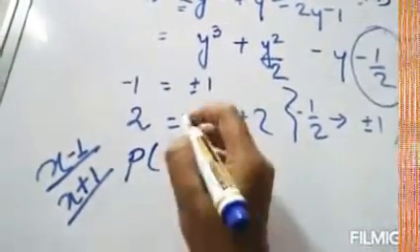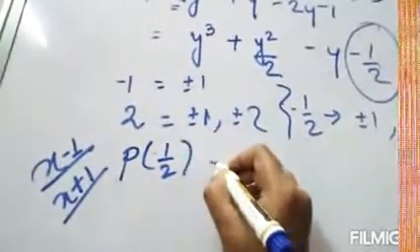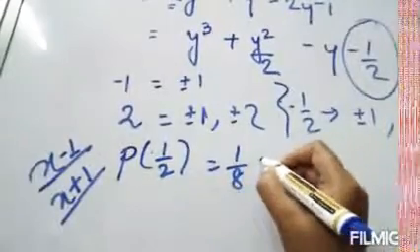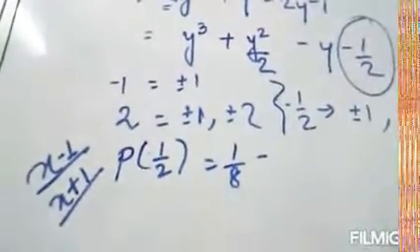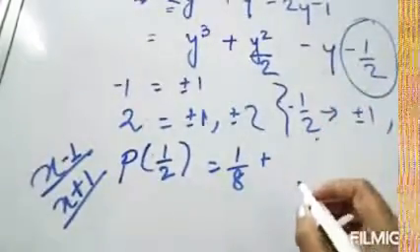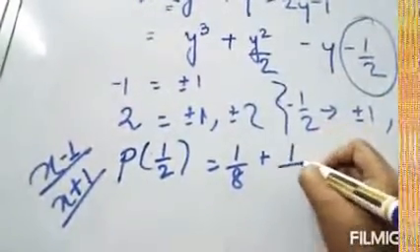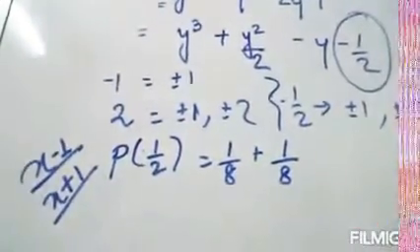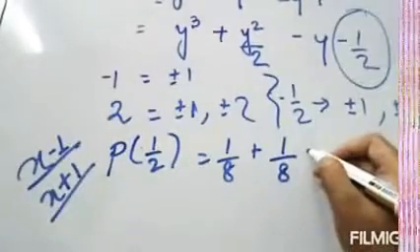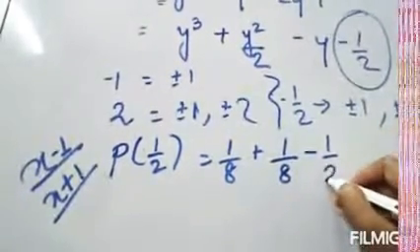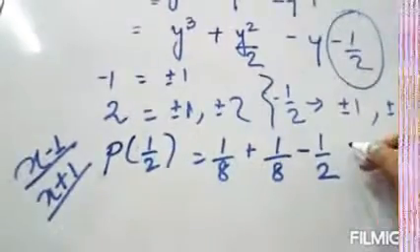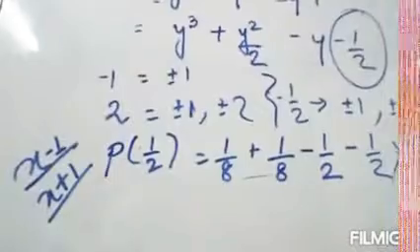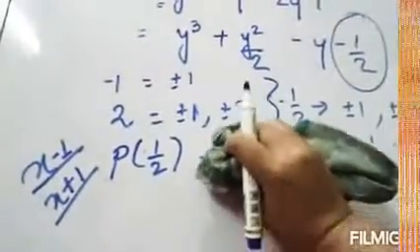Now let's check with half. Half cube means 1 by 8. Half square means what? 1 by 4. 1 by 4 we can write as, we have 2 in the denominator, we will write plus 1 by 8. Okay. This 1 by 2. And this will be 1 by 2. So here we see this is not coming as 0. So half is not a factor.